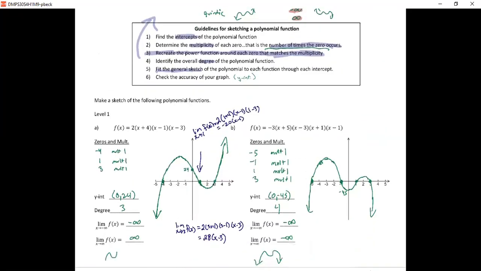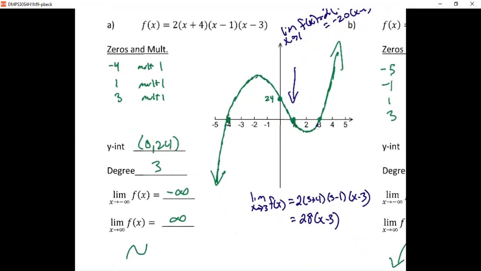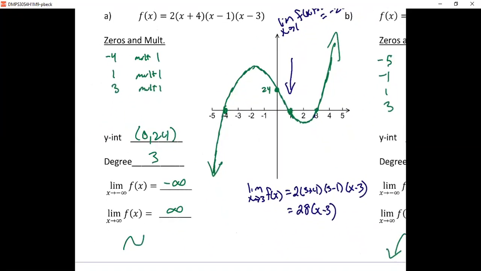So let's look at the first problem. So the first problem that we do is we will say, what are the zeros? Basically, what are the x-intercepts? So we identify where does this factor equal 0, where does this factor equal 0, where does this factor equal 0, which is -4, 1, and 3. That's the benefit of what we call intercept form.